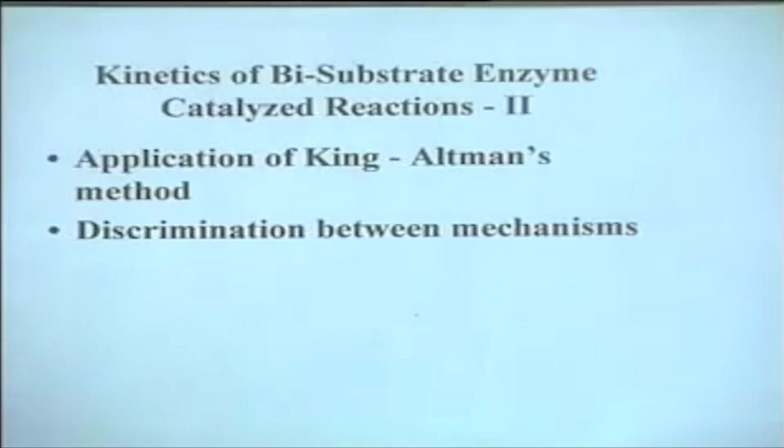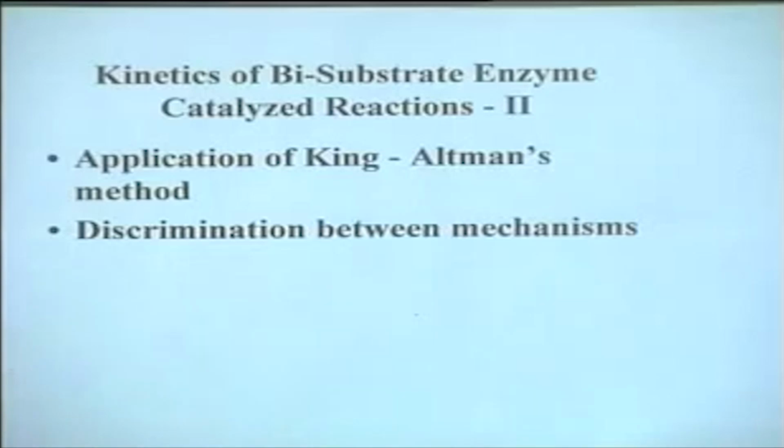So, continuing from the previous lecture on kinetics of bisubstrate enzyme catalyzed reactions, we will be talking about the application of King-Altman method to derive rate expression for some of the complex enzyme reaction mechanisms that we often encounter in the bisubstrate reactions. Then we will follow up after getting the rate expression for those different mechanisms of the bisubstrate enzyme catalyzed reactions.